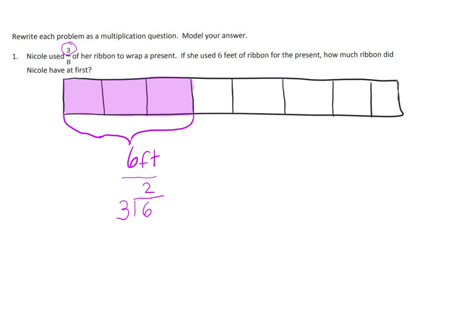So each of these blocks are worth 2 feet. So we can figure out how long the whole ribbon was by taking 8, the number in the denominator, which means the total number of pieces there are, and multiplying it by 2. And 2 times 8 is 16. So there are 16 feet of ribbon in total.